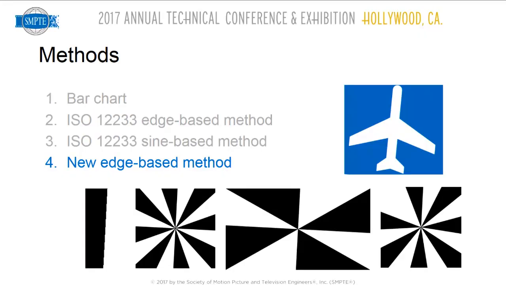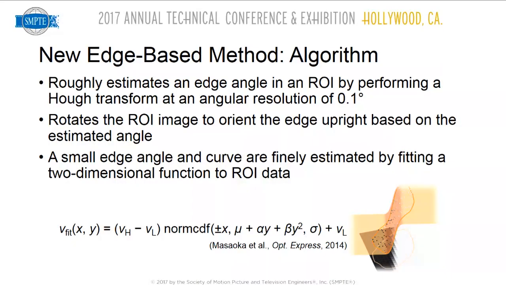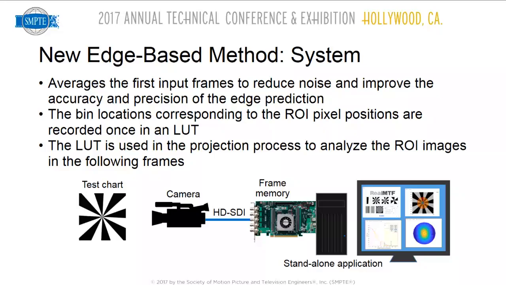The last one is now our new method, which is based on the slanted edge method, but that method measures the multidirectional edges. So this system consists of a standalone application and the PC with a frame memory board fed with an HD-SDI video input. And this system averages the first input frames to reduce camera noise and improve the accuracy and the precision of the edge estimation. And the bin locations corresponding to the ROI pixel positions are recorded once in an LUT, a lookup table. And the LUT is used again and again in the projection process to analyze the ROI images in the following frames.